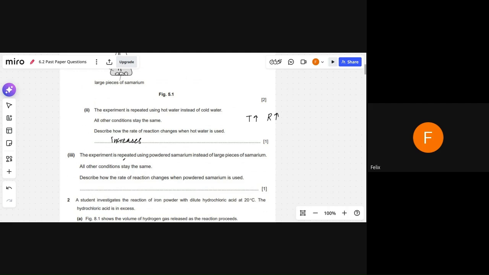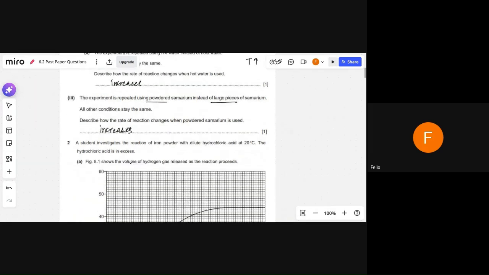So this question is from paper 3, and the experiment is repeated using powdered samarium instead of large pieces. So here now we are trying to assess the effect of surface area. Because powdered substances have a greater surface area as compared to large pieces of the same mass. So all other conditions stay the same. Describe how the rate of reaction changes when powdered samarium is used. So again, it will increase because surface area is being increased, right? So you can say that it increases.